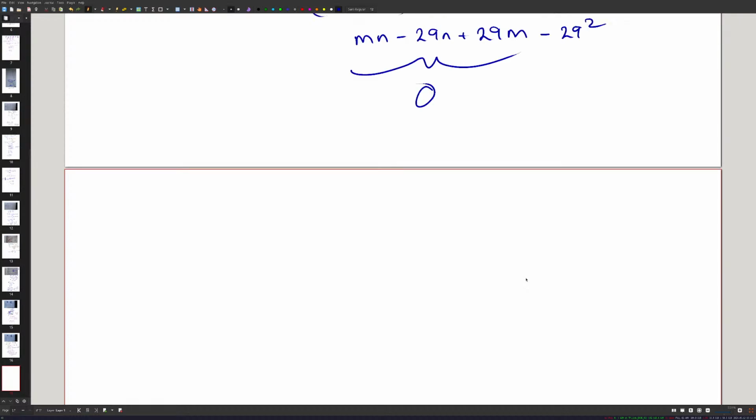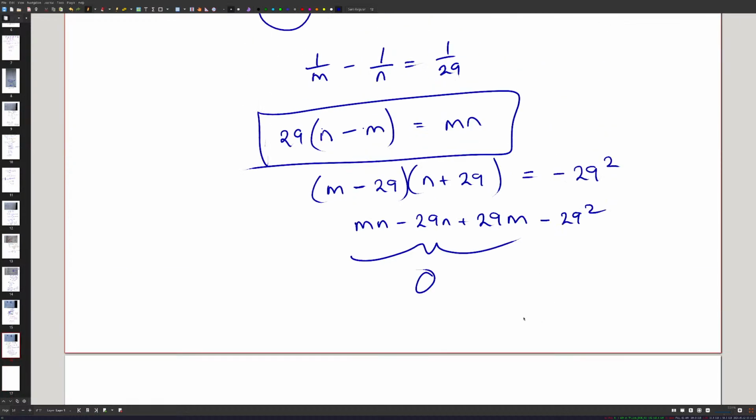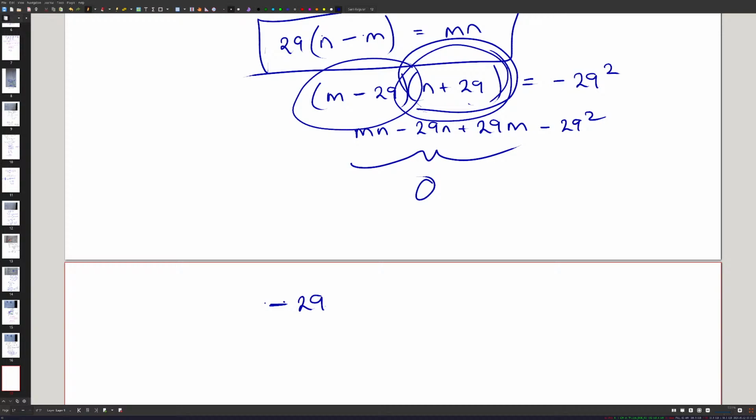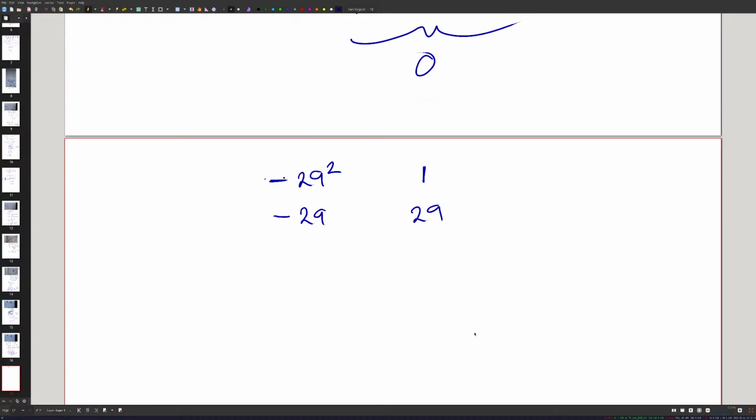Okay, so each of these is a factor of minus 29 squared. 29 happens to be a prime. m and n are positive integers, so this factor is definitely positive, and this one is negative. n is not 0, so this is bigger than 29, so we're not looking at minus 29 times 29. So the possibilities are minus 29 squared and 1, minus 29 and 29, and then minus 1 and 29 squared.